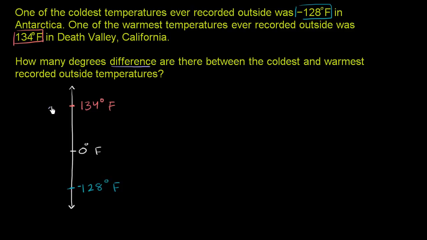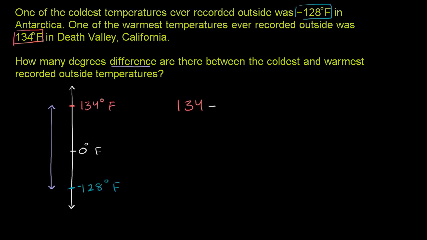they're essentially saying, well, what is this distance between the coldest and the warmest? Between the coldest and the warmest right over here. What is this distance? And there's a couple of ways you could think about it. You could say, hey, if I started at the coldest temperature and I wanted to go all the way up to the warmest, how much would I have to add? Or you could say, well, what's the difference between the coldest and the warmest? So you could take the larger number, so let's say 134, and from that you could subtract the smaller number.